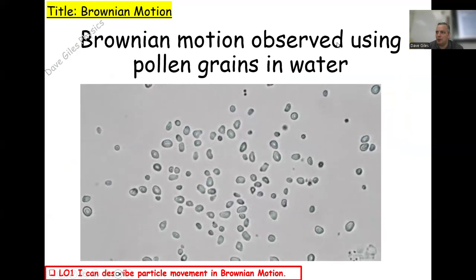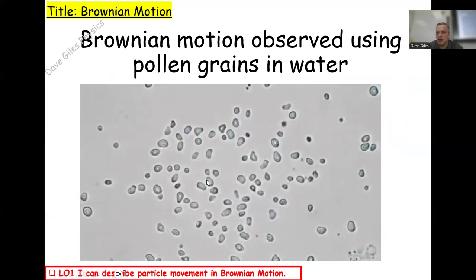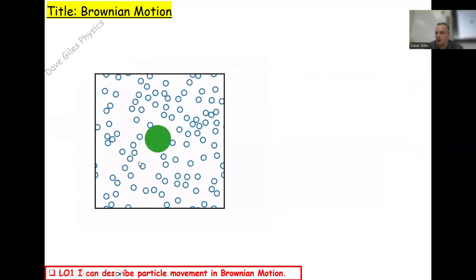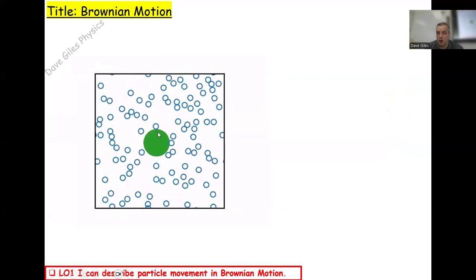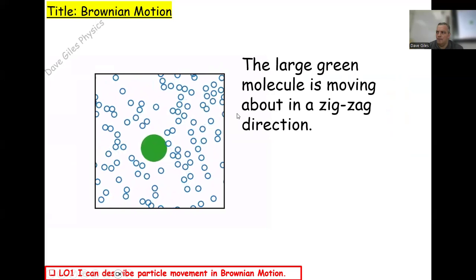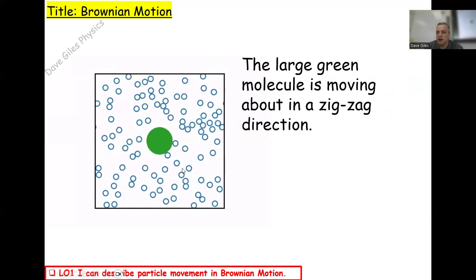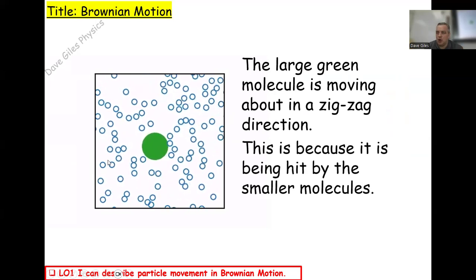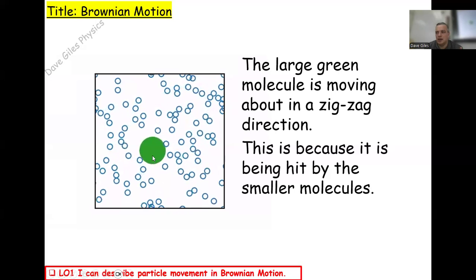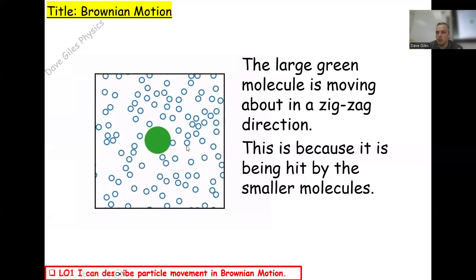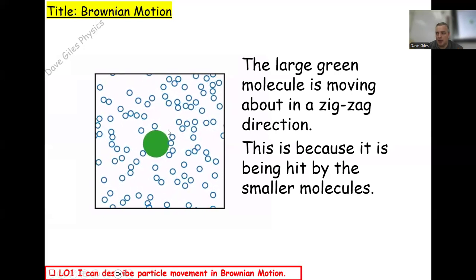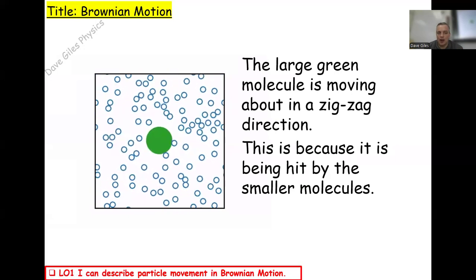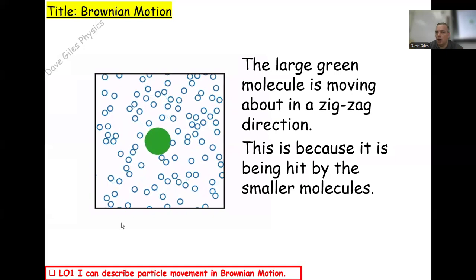If we look here at pollen grains in water, you can see they appear to be moving a little bit randomly. However, if we were to just look at one particle on its own, you can see the large green particle is moving about in a zigzag direction. It's because other particles are hitting or bombarding it, and that is causing it to constantly change direction. If I remove the small particles from this animation, it would look like the green ball is just moving completely at random, which you can see it isn't.